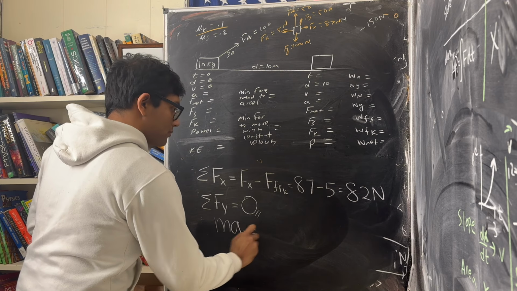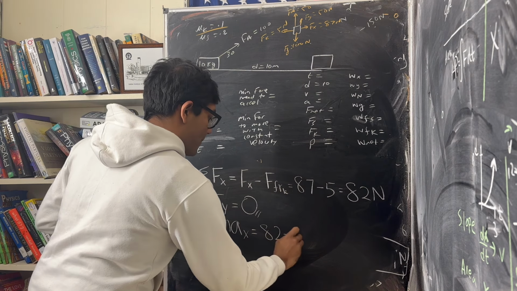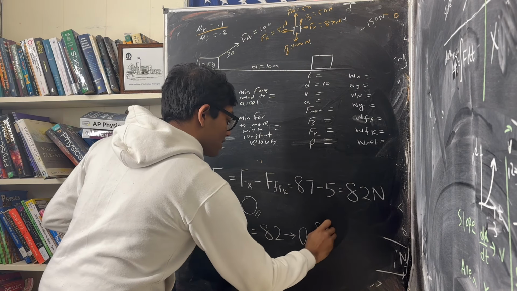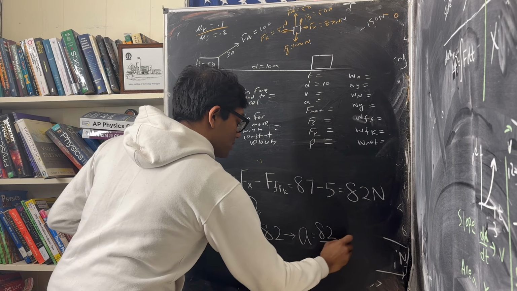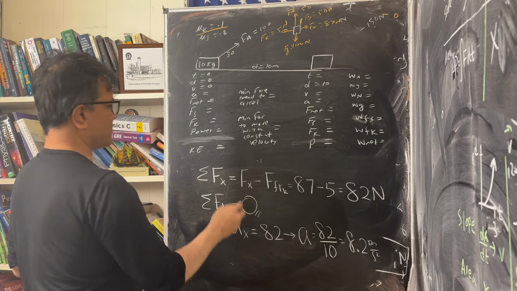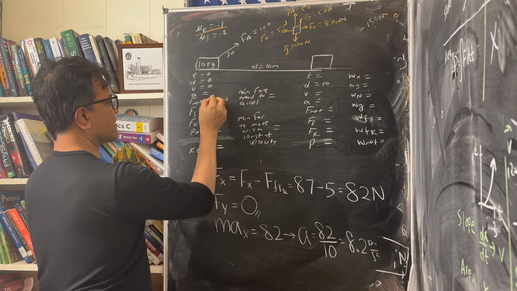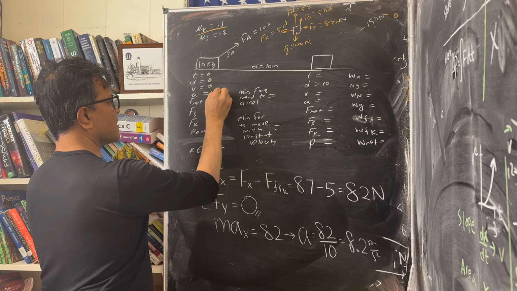So the mass of the box is 10. That means the acceleration is 82 over 10, which is 8.2. The net force is 82 Newton. Is that right? Yes. And the acceleration is 8.2 meters per second squared.